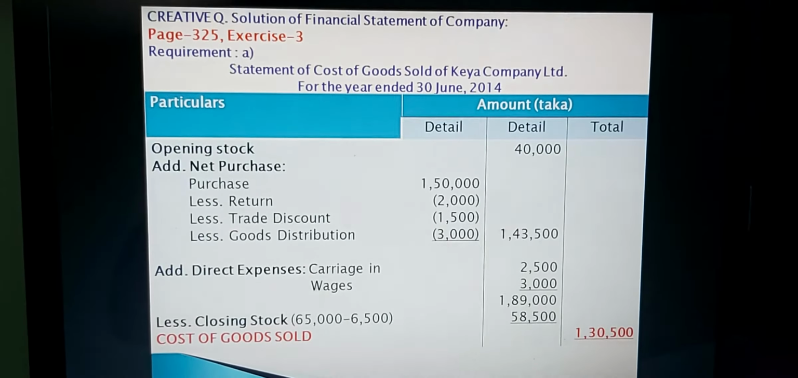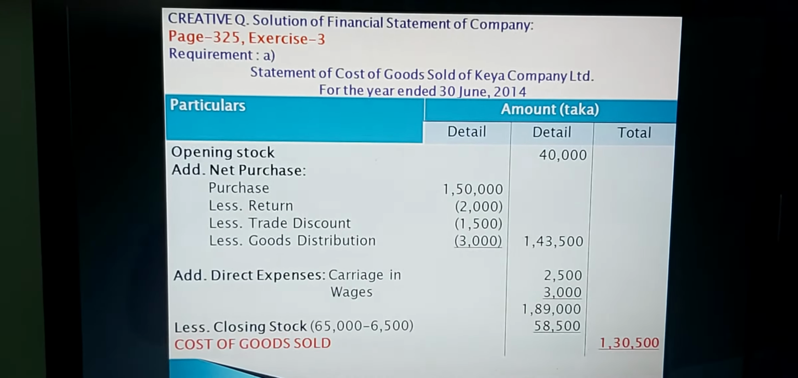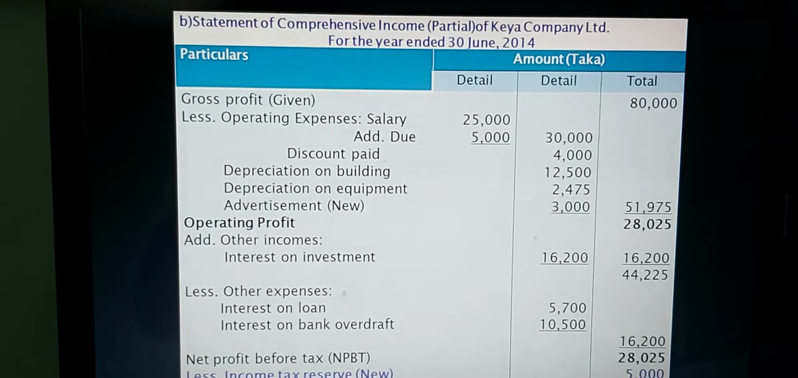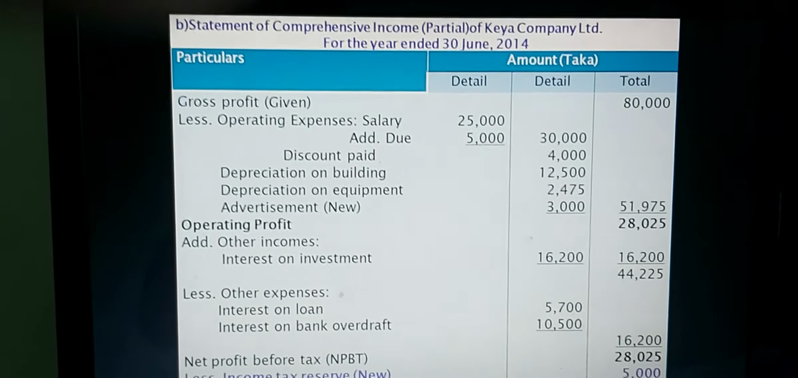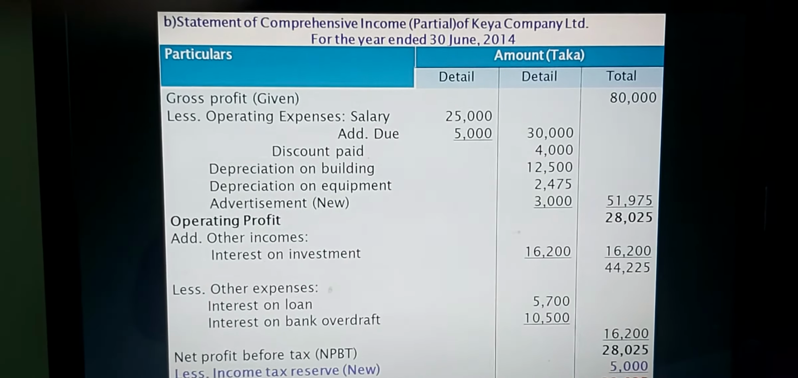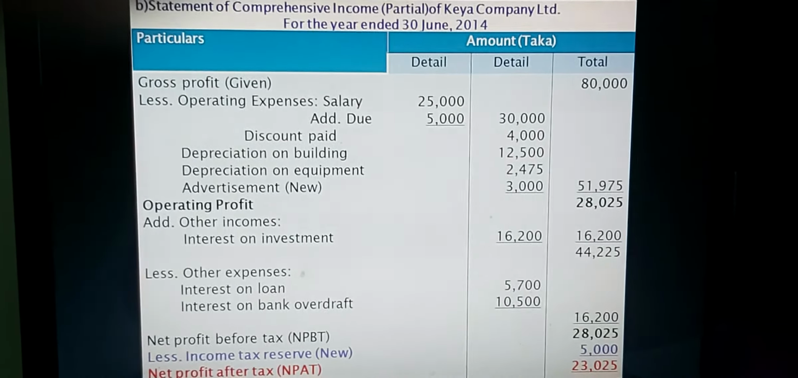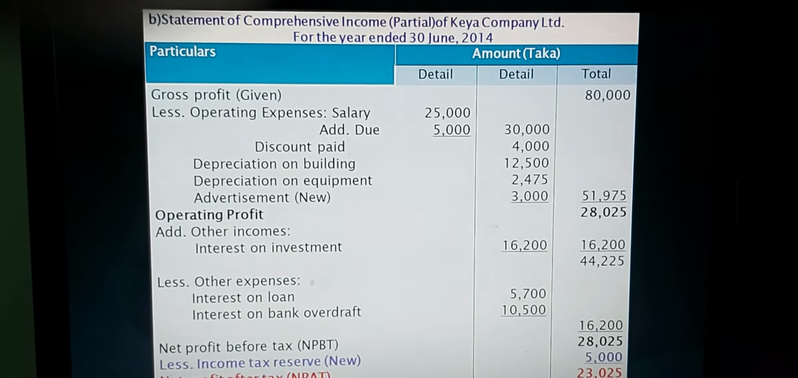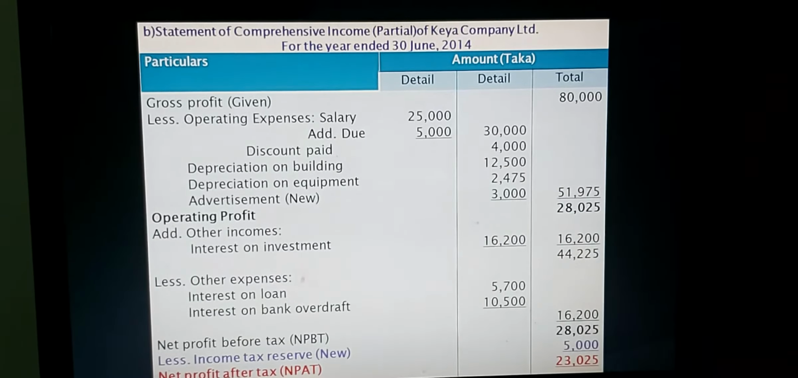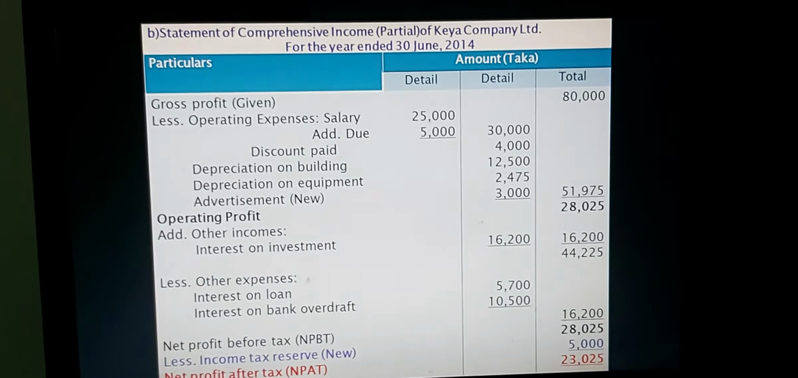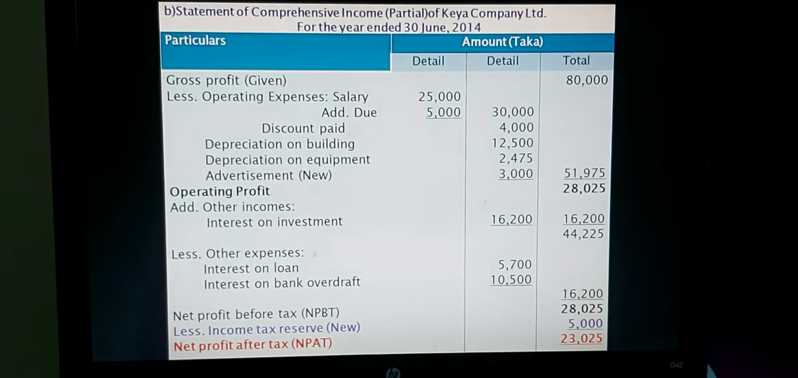Dear boys and girls, now you can go to the next page for requirement B. Requirement B, determine the amount of net profit or loss assuming gross profit of Taka 80,000. That is, gross profit is given. So you can start with the gross profit. Always in this format you have to solve the comprehensive income statement. Statement of comprehensive income, that is the first shell as gross profit is given, of Kya Company Limited for the year ended 30 June 2014.